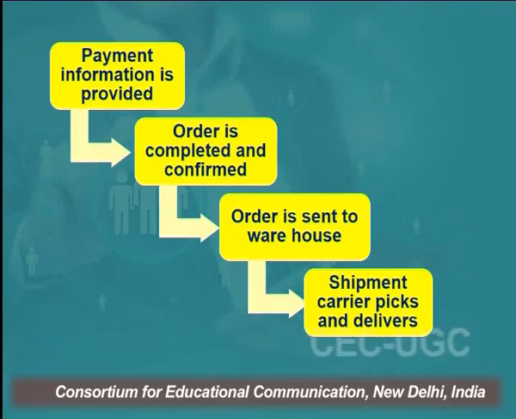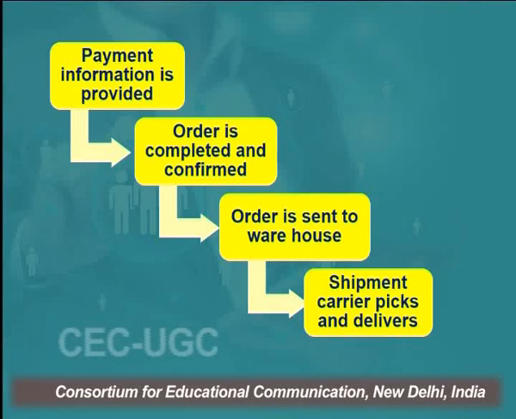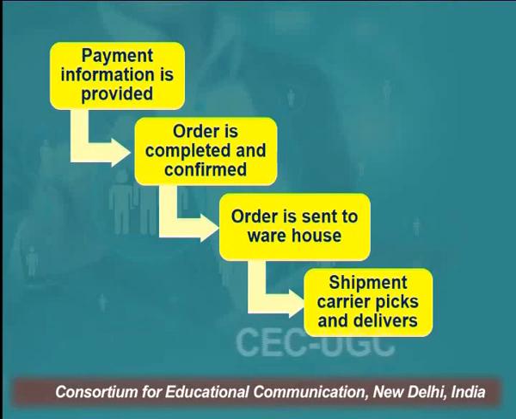We will be discussing all the options later on in this lecture itself. And then the order is completed and confirmed, and this order is sent to the warehouse of the company. From the warehouse, it is the shipment carrier who is going to pick the correct order and ensure that the product is delivered to the specific user's address within the given time frame.